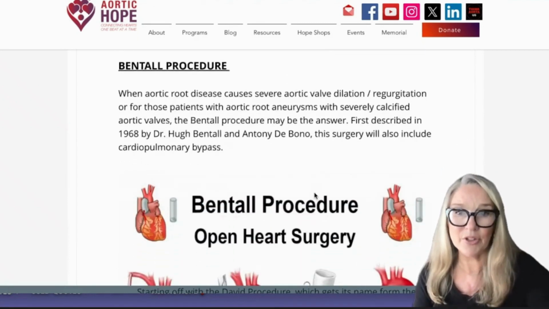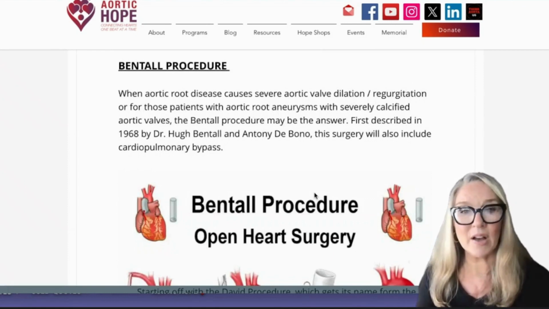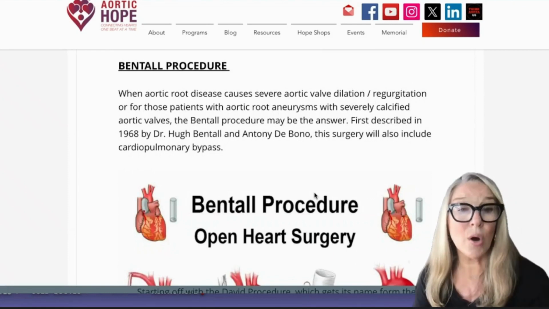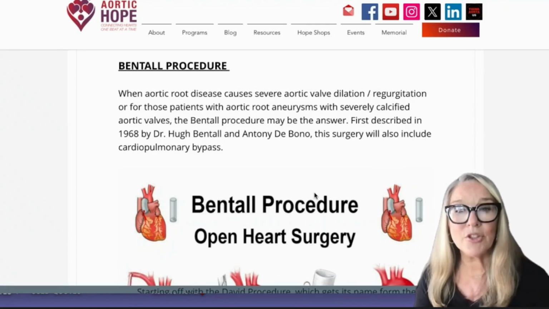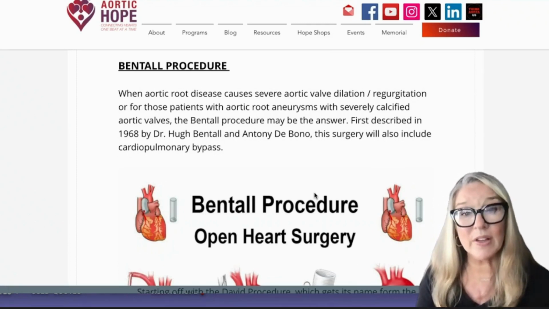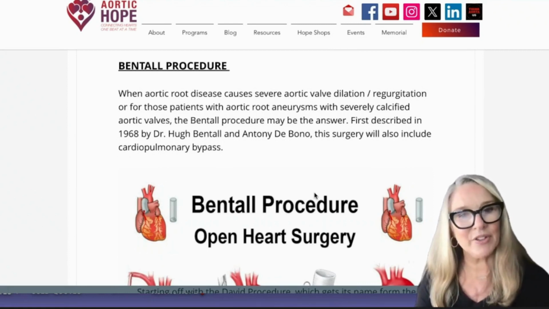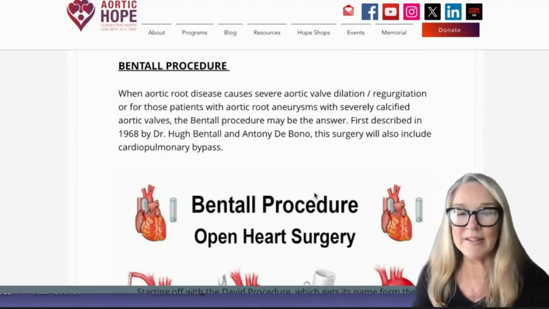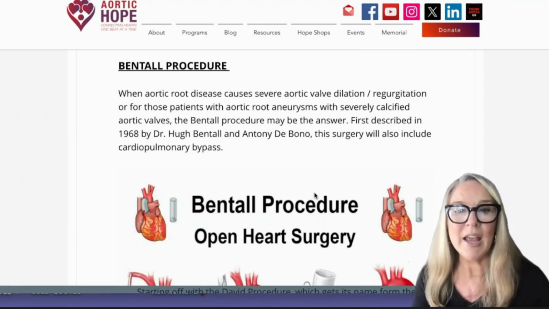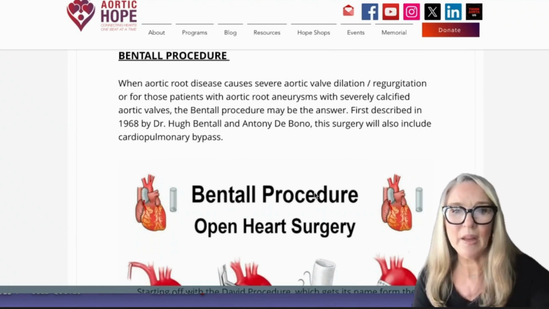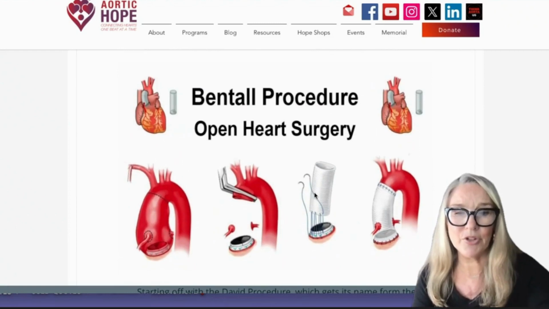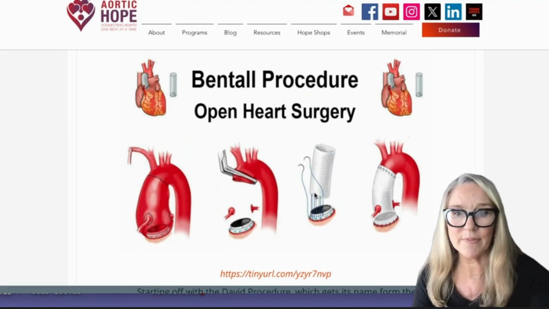The Bentall procedure. When aortic root disease causes severe aortic valve dilation or regurgitation, or for those patients with aortic root aneurysms with severely calcified aortic valves, the Bentall procedure may be the answer. First described in 1968 by Dr. Hugh Bentall and Dr. Anthony DeBono, this surgery will also include cardiopulmonary bypass. And here we have a picture of the Bentall procedure, open heart surgery, and the various stages of that surgery.